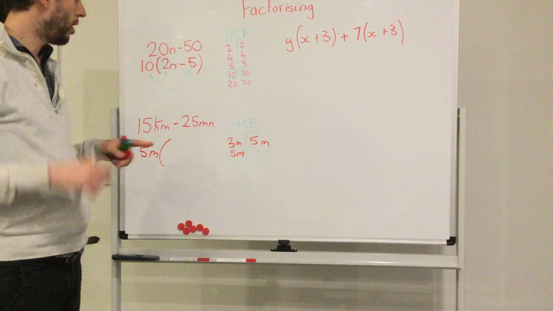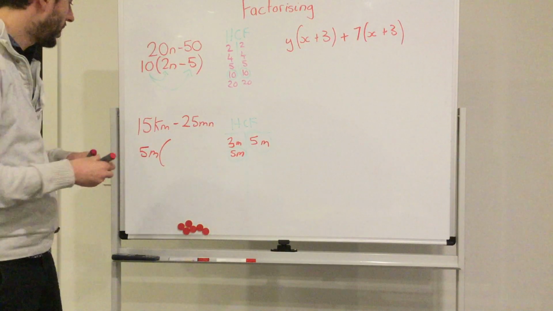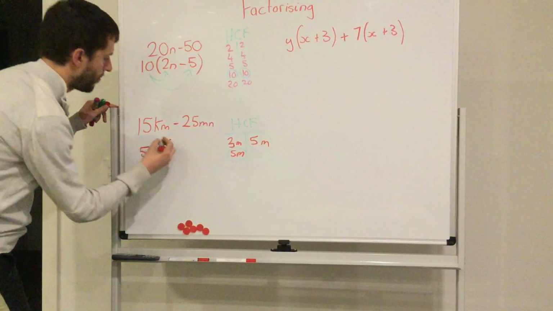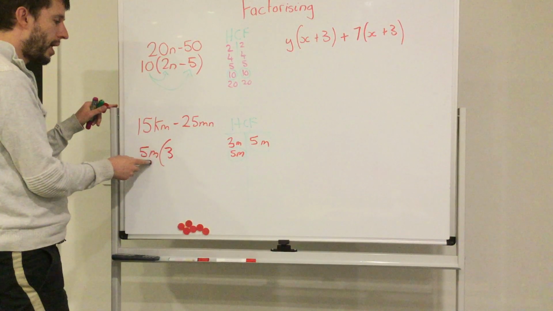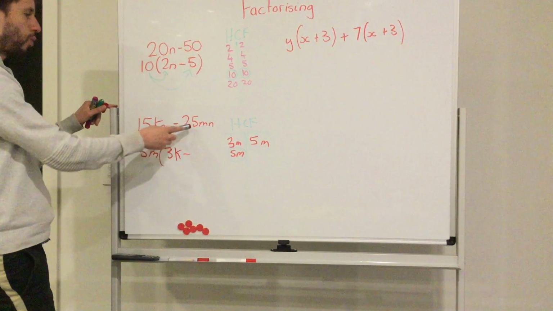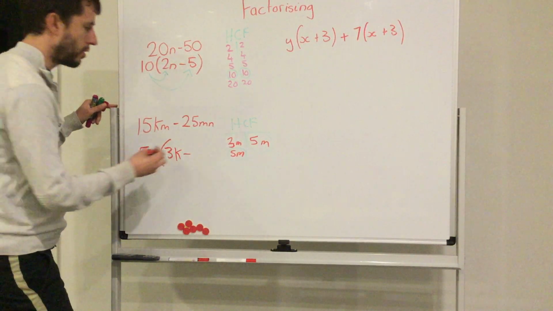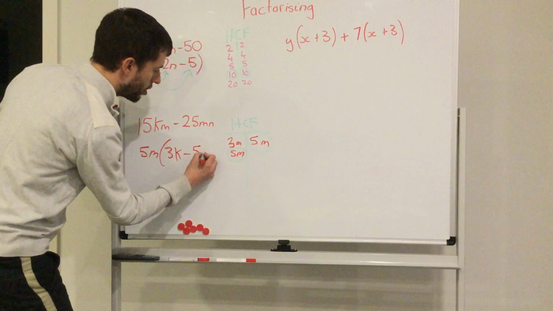Then I think about, okay, 15km divided by 5m equals 15 divided by 5 is 3. We've already got the m outside, so we've just got k there. Minus 25 divided by 5 equals 5. We've got the m there, so we'll just put the n.